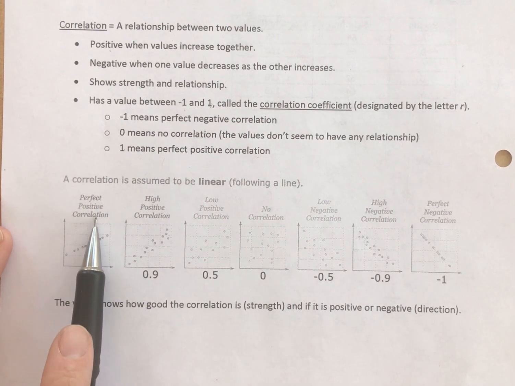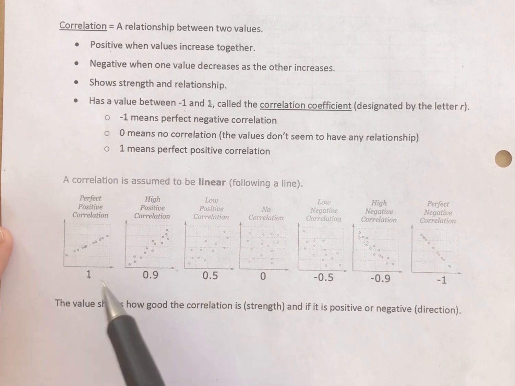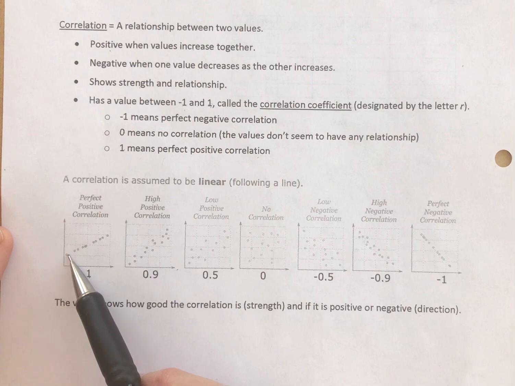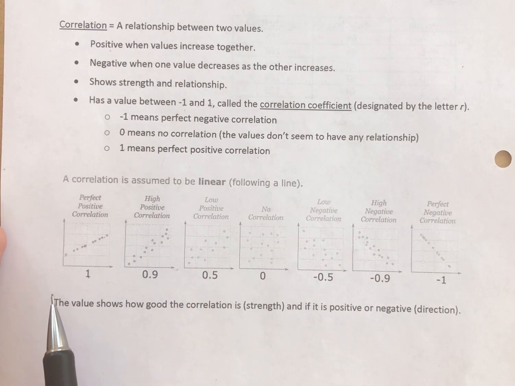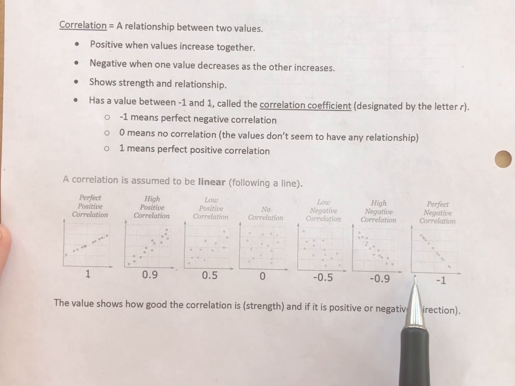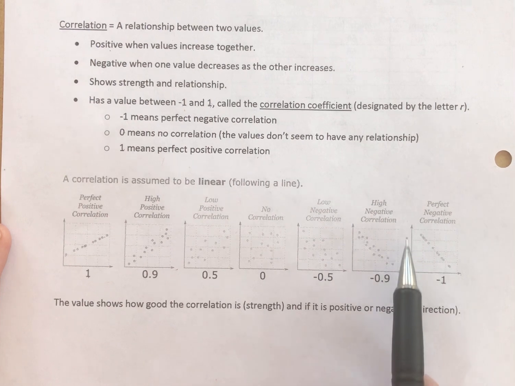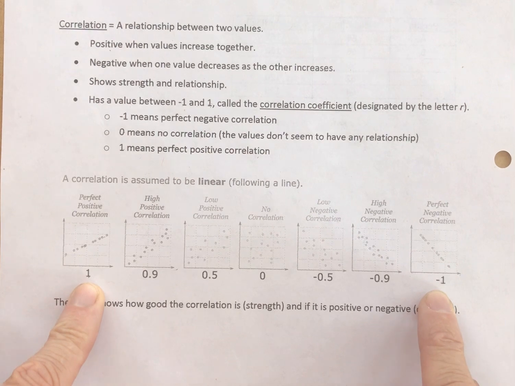A perfect positive correlation has a correlation coefficient of 1. It is extremely strong, and it's positive. It goes from left to right. As X increases, Y increases. So it fits perfectly on a line. Similarly, for -1, there's a perfect negative relationship. As one value increases, the other decreases, and it fits perfectly on a line. There are very few cases of perfect positive or negative correlation with sets of data. So those are our extremes.